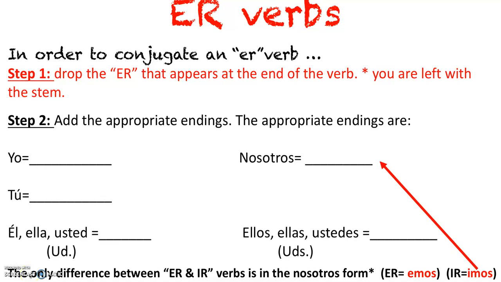Okay, guys, so today we're going to learn how to conjugate ER and IR verbs. Now, step one is exactly the same as AR verbs. Step one says to drop the ER that appears at the end of the verb, and then you're left with the stem. Again, same exact system as AR verbs.